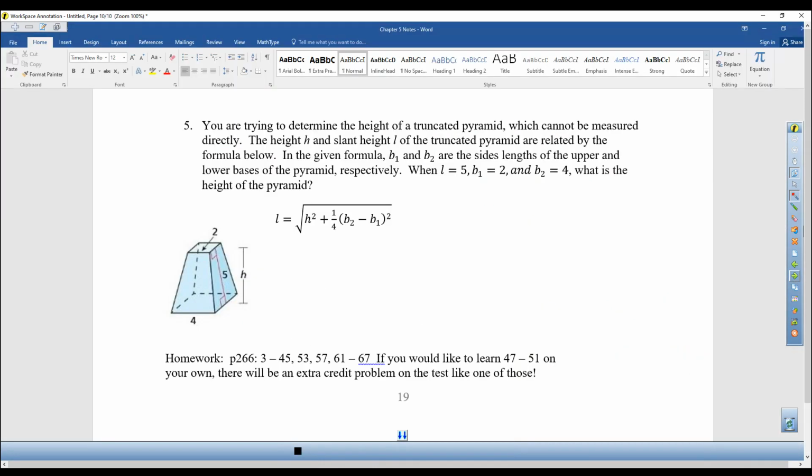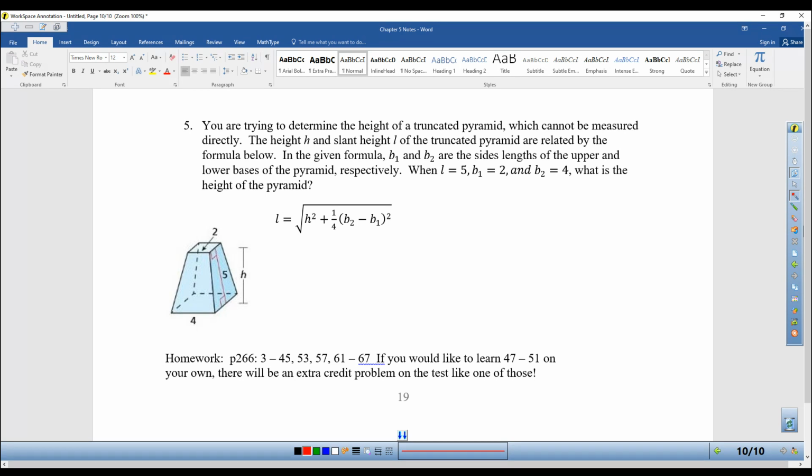Okay, we just have one left. Number 5. You are trying to determine the height of a truncated pyramid. So truncate means to cut off. So maybe you have the word hyper. If you truncate it and take off the ER, then you have hype. That's what it means to truncate.